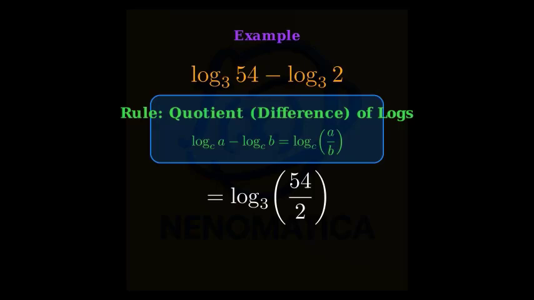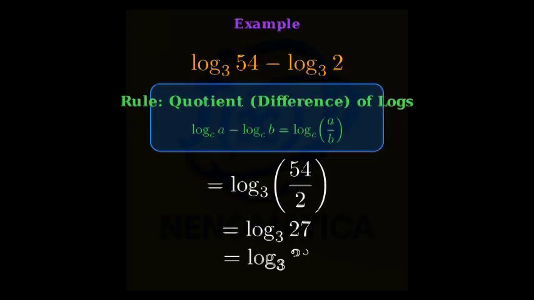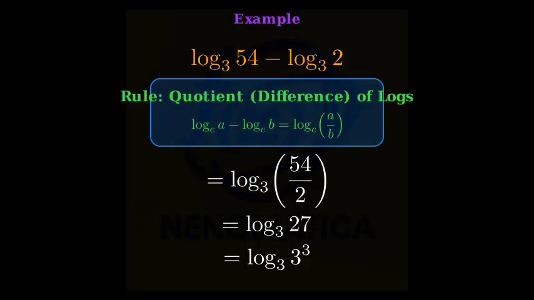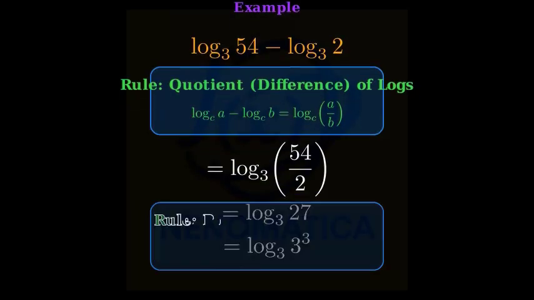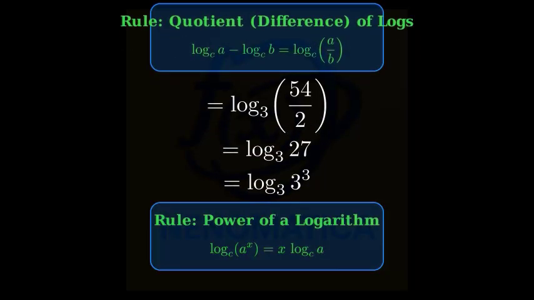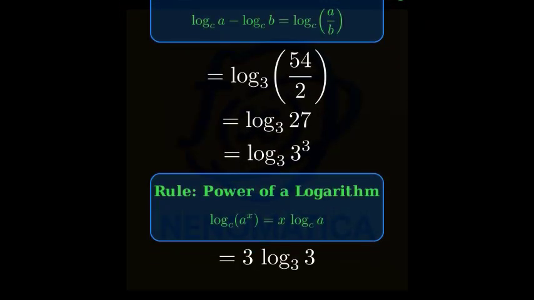Step 2. Simplify the argument. 54 divided by 2 equals 27. Step 3. Express the argument as a power of the base. 27 equals 3 to the third power. Step 4. Apply the power rule. The rule says log base c of a to the x equals x times log base c of a. So we pull the 3 down, 3 times log base 3 of 3.